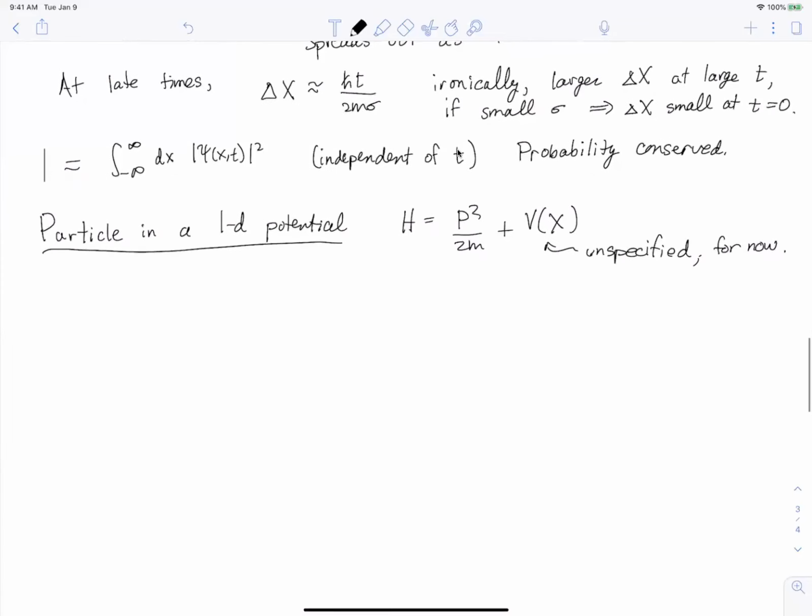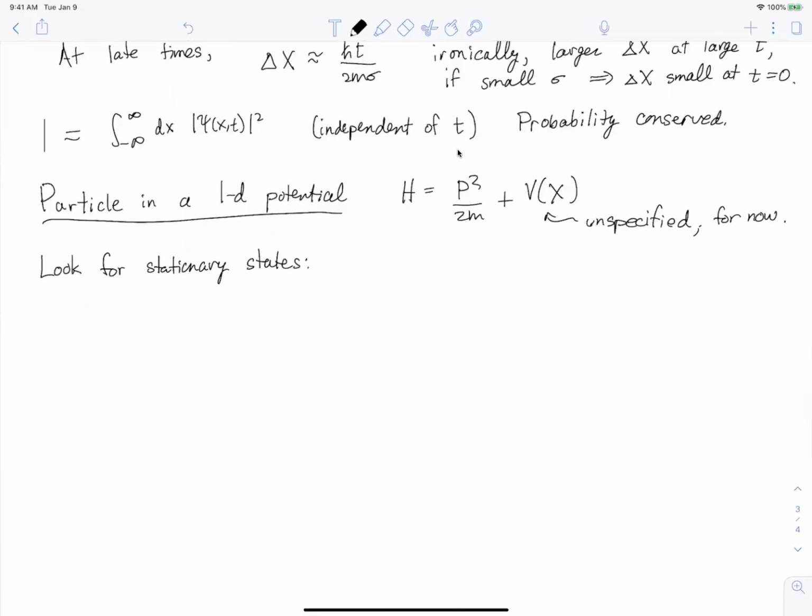Okay, so what's the idea here? In order to understand the time evolution, what we want to do is first construct the stationary states, because if we've got those, then we can construct the unitary time evolution operator, or we can just evolve the stationary states individually. So look for stationary states. And stationary states just means energy eigenvalues.